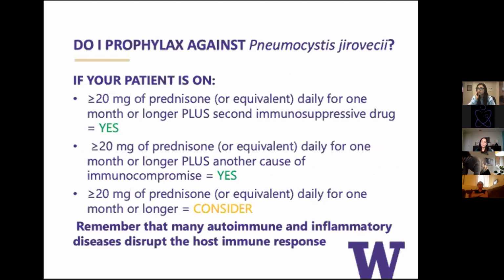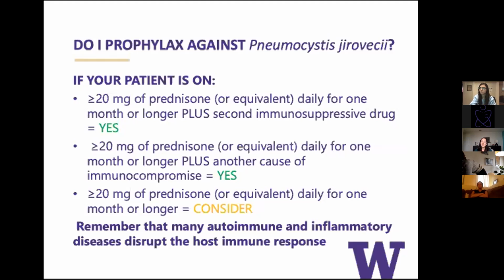or PJP pneumonia? Patients on chronic steroid use are at higher risk of PJP, and indeed the incidence of PJP is increasing, likely due to the increased prevalence of patients on steroids and other immunomodulators. So who should actually be on prophylaxis? It's quite certain that patients on glucocorticoids plus a second immunosuppressive drug, or plus another clear cause of immunocompromise, such as hematologic malignancies, should certainly be on PJP prophylaxis. But unfortunately, there are no guidelines for patients on glucocorticoids alone.